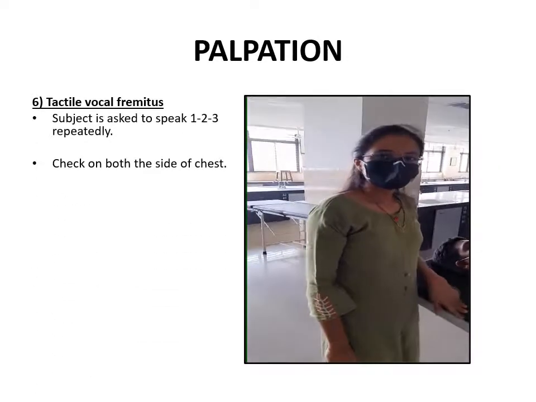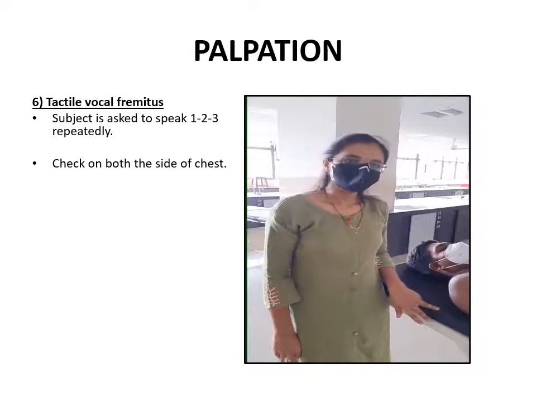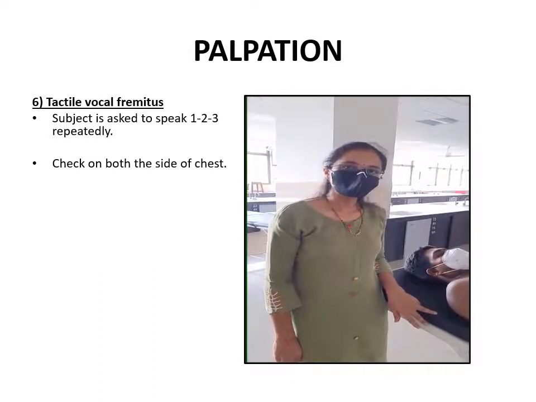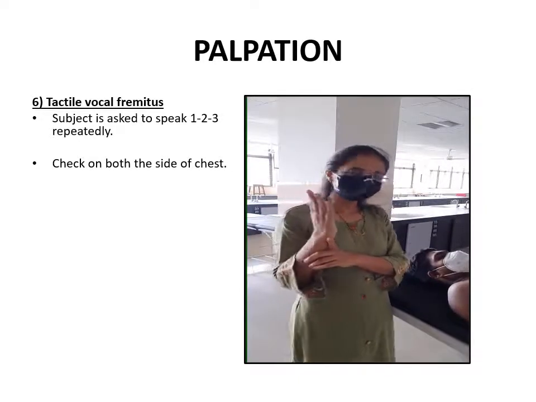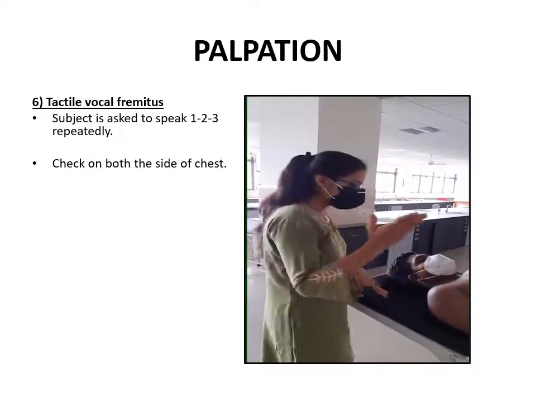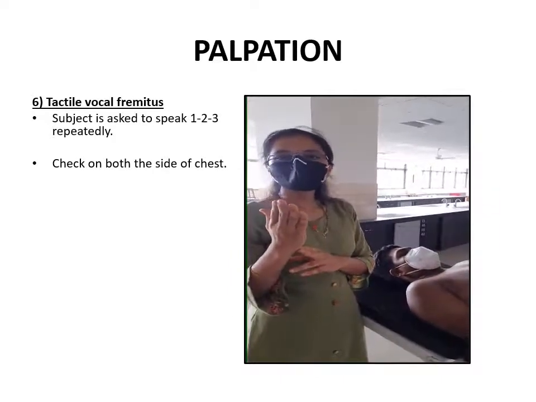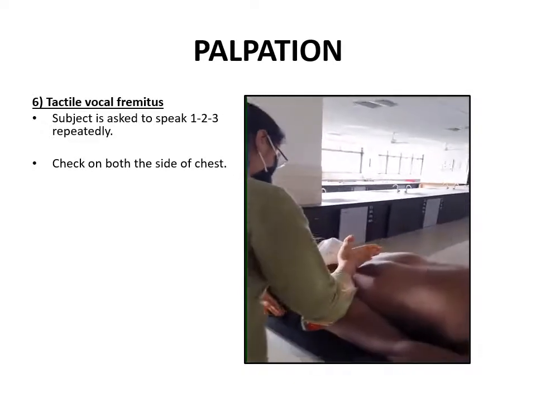Now tactile vocal fremitus. So what is tactile vocal fremitus? That is a vibration transmitted to the chest wall from the vocal cords, and it is felt by the ulnar border of the hand. So how do we check? We have to place the ulnar border on the areas of the chest. During this, we ask the person to speak 1, 2, 3, 1, 2, 3 continuously.